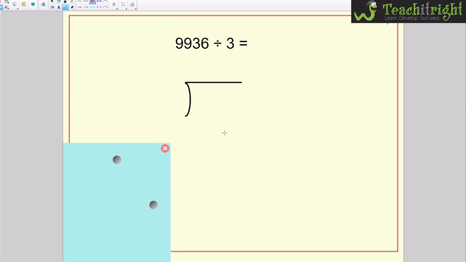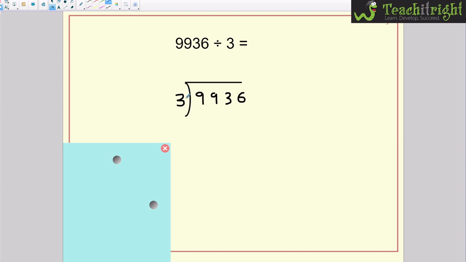Right, let's jump into a question. So here we can see we've got a number and we're dividing by 3. My first recommendation for these questions is to give yourself plenty of room. So 9, 9, 3, 6. And notice I've left myself room. If I need to do any numbers left over, any remainders, I absolutely can. And the number I'm dividing by always goes outside. So here's the 3 on the outside.